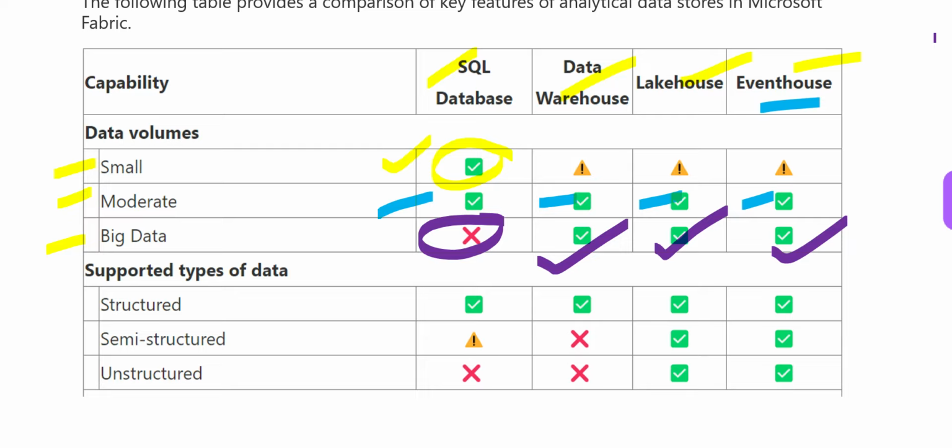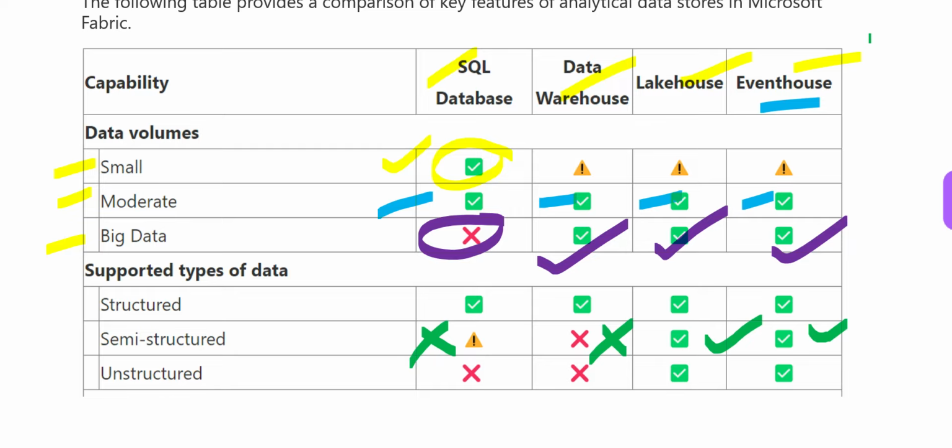Now let us see the supported types of data. Structured data sets, all four will support. Structured is like in a table form, it has a fixed number of columns, and you can fire SQL queries. Fantastic. For semi-structured, SQL database does not work, and we should not use it. And data warehouse also we should not use because Lakehouse is meant for that. So Lakehouse and Event House, if you are getting Kafka streams data and it is JSON, etc.